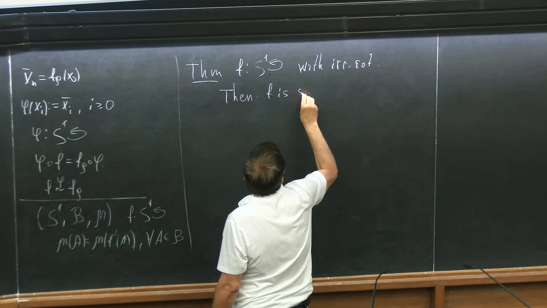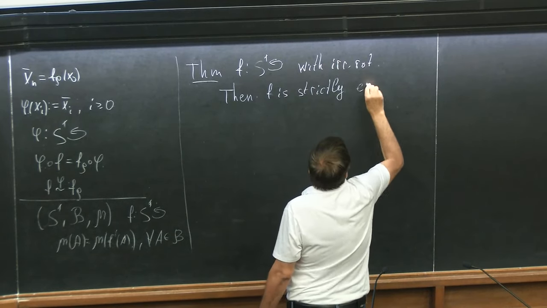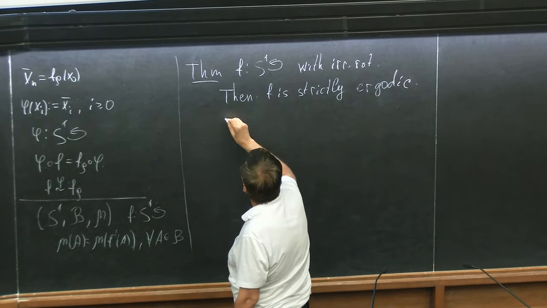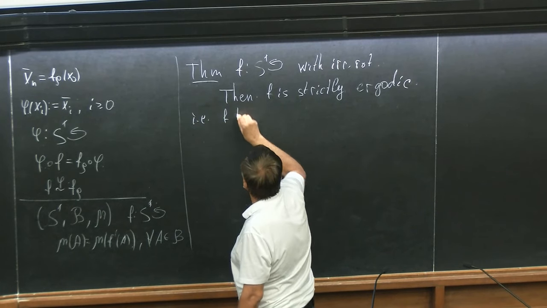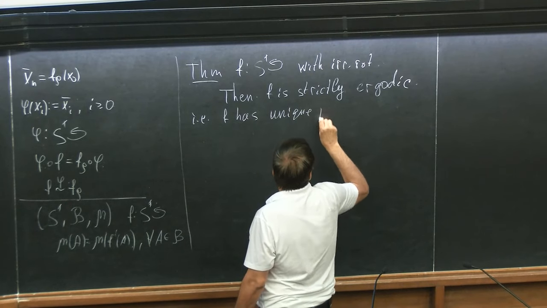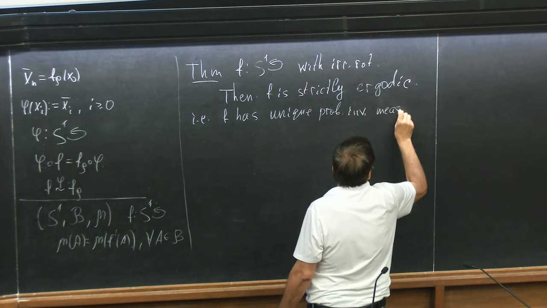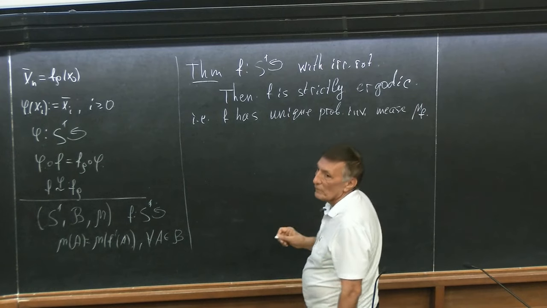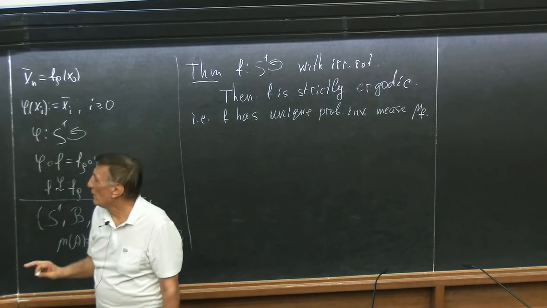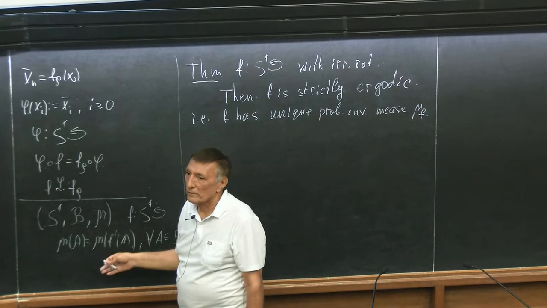Then F is strictly ergodic. Strictly ergodic. This means F has a unique probability invariant measure, mu f. So in the case of a circular homeomorphism with irrational rotation number, f has only one probability invariant measure.